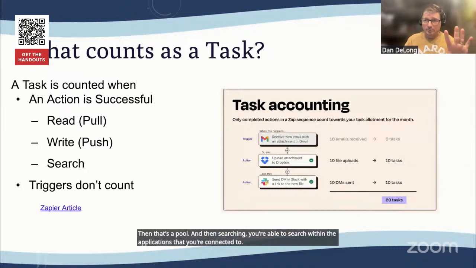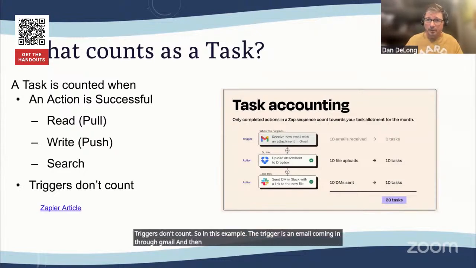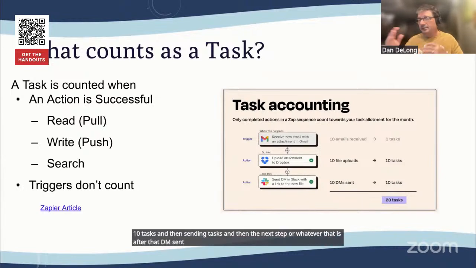Now, a trigger, and we'll talk about what a trigger is in a little bit, triggers don't count. So in this example, the trigger is an email coming in through Gmail, and then they want to do something with that email. They want to send it to Dropbox and Slack, right? So if 10 emails were received, whatever it's doing into Dropbox is 10 tasks, and then the next step after that, the DM sent to Slack, is also 10. So one Zap can count for 20 different tasks depending on how many steps you have in there.